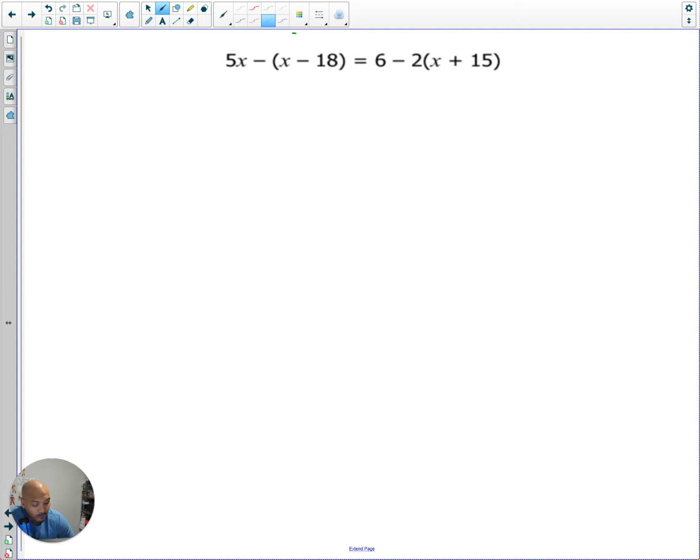Today we're going to talk about solving multi-step equations, all right? Like the one we have in front of us. Now, to solve multi-step equations, basically we have to follow a couple of steps here.